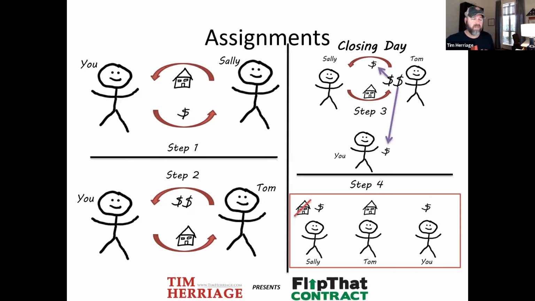So the net result, Sally had a house, didn't want a house, wanted money. She got money. Tom had money but wanted a house. Tom got a house. You didn't have a house or money. You got money. And that, in essence, is the way assigning contracts works.